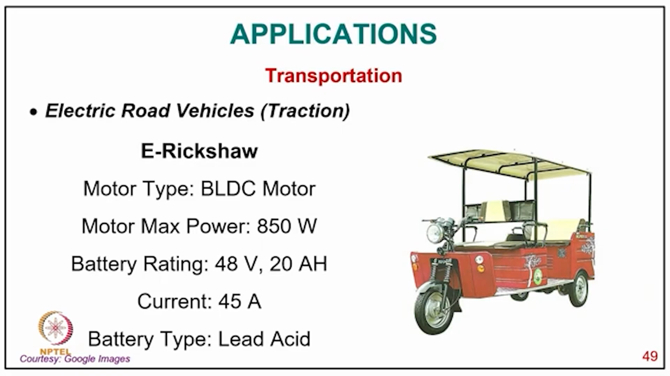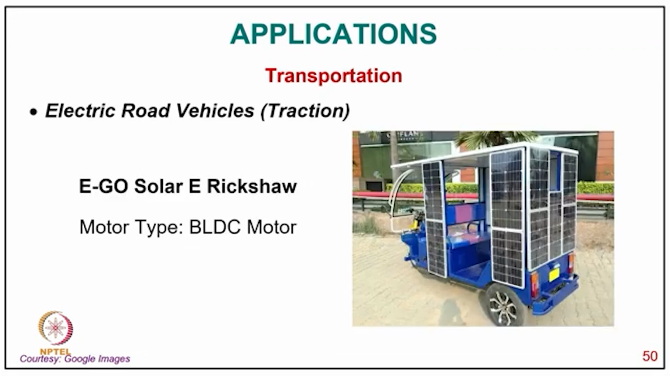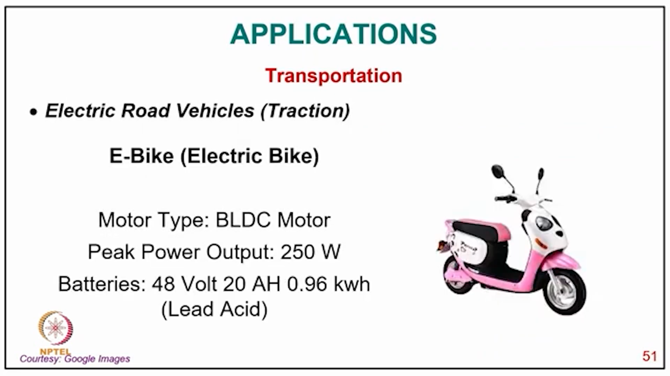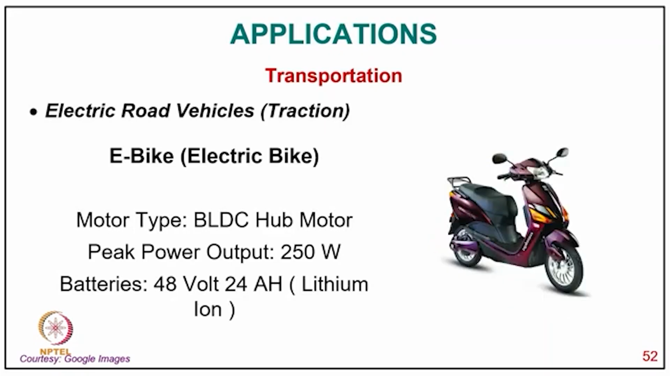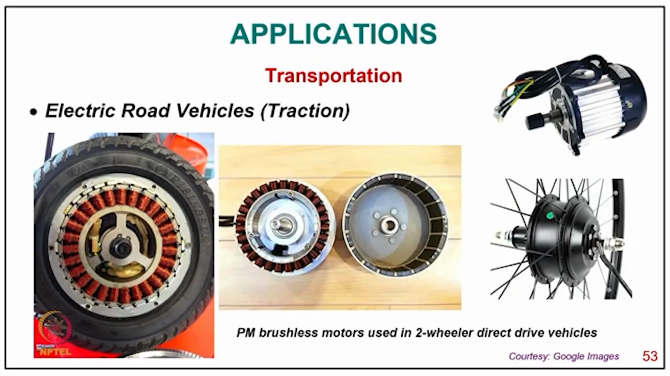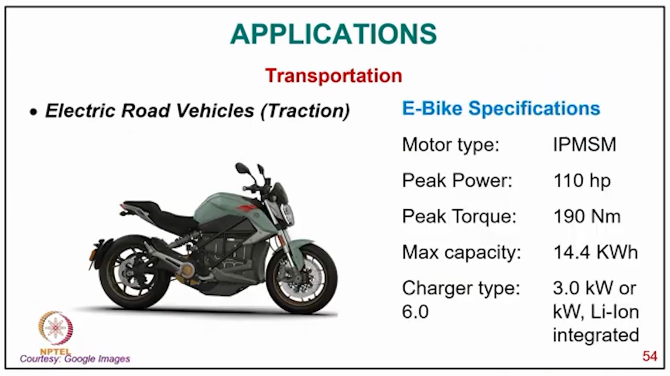Then coming to electric vehicle like traction like an e-rickshaw, BLDC of 850 watt used in India, even for 48 volt with 20 ampere hour battery with a current of 45, lead acid battery. Then even with the solar e-rickshaw, the motor is BLDC, brushless DC motor in this. Then the e-bike, electric motor vehicle BLDC of 250 watt. Then another with the BLDC hub motor of 250 watt. And then the electric road vehicle with the hub motor, as you can see in the tire how it really looks like this motor, PM motor in two-wheeler direct drive motor.